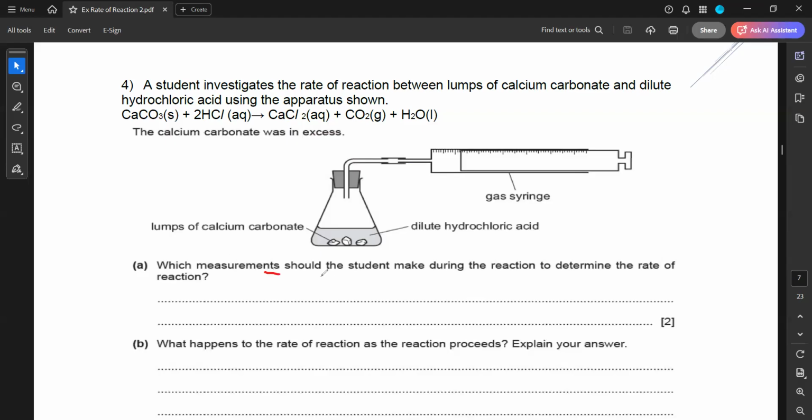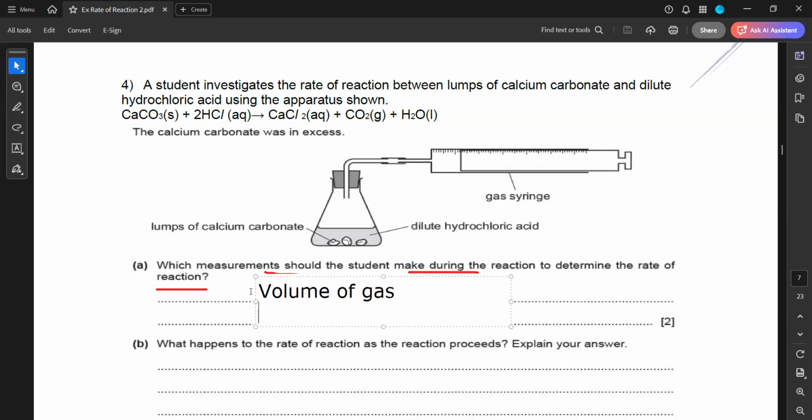Which measurement should the student make during the reaction to determine the rate of the reaction? Which two quantities should he measure to get the rate? Carbon dioxide. Good, but what about carbon dioxide, mass or volume? Volume. So the volume of carbon dioxide, or the volume of a gas, that's one thing. What is another thing I should measure? Surface area, no.